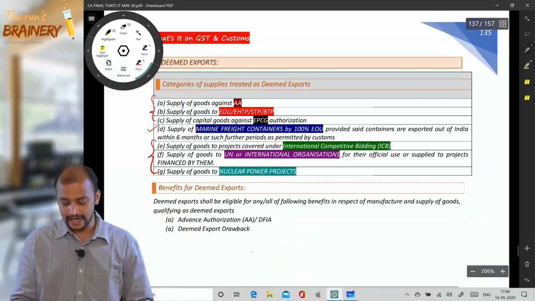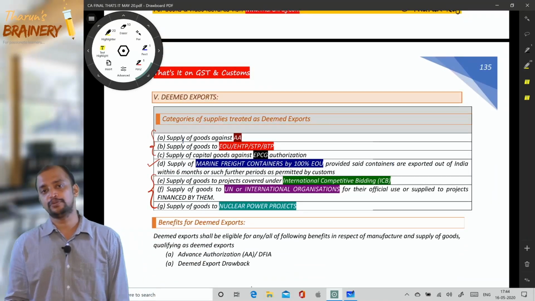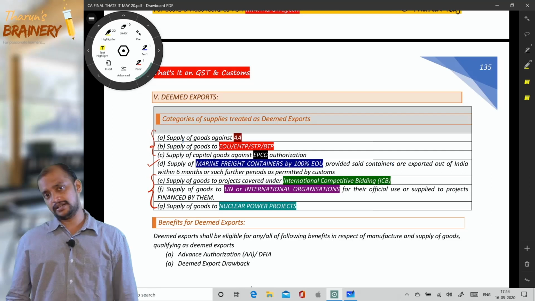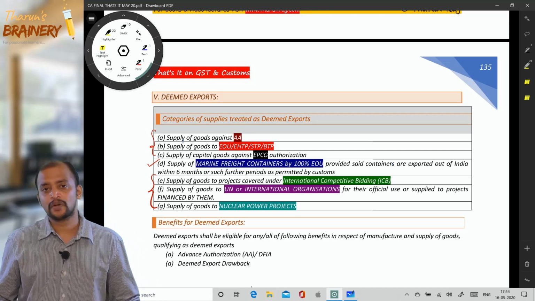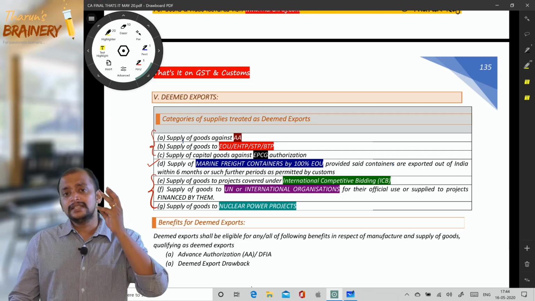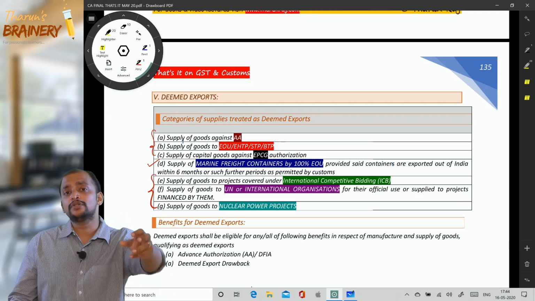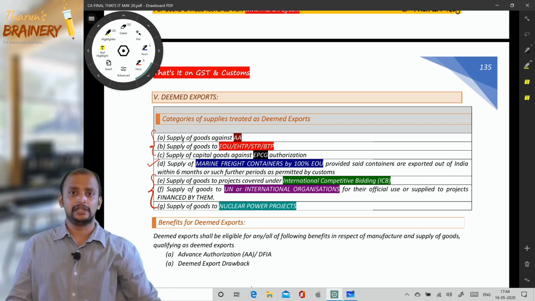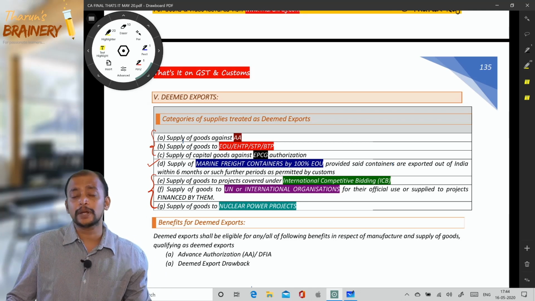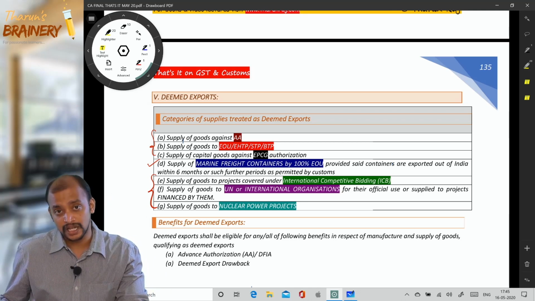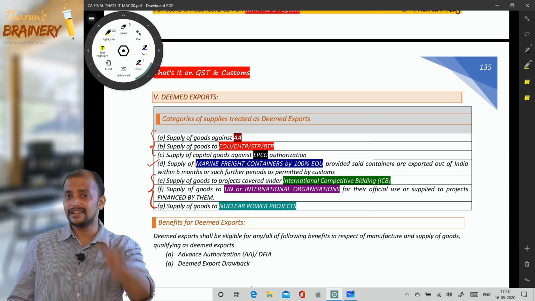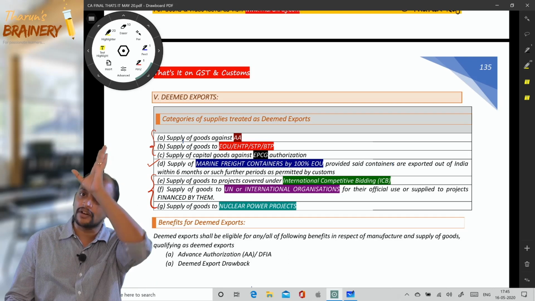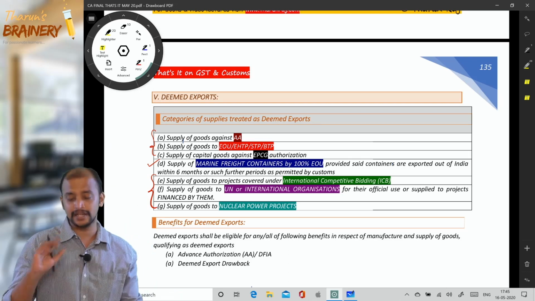The last area is deemed exports. Already we have discussed a few deemed exports under GST. What are they? Supply of goods to a person who is holding advance authorization. Supply of goods to a person who is holding EPCG. Supply of goods to EOU, EHTP, STP. So these three are considered as deemed exports even for foreign trade policy. That is the first three.